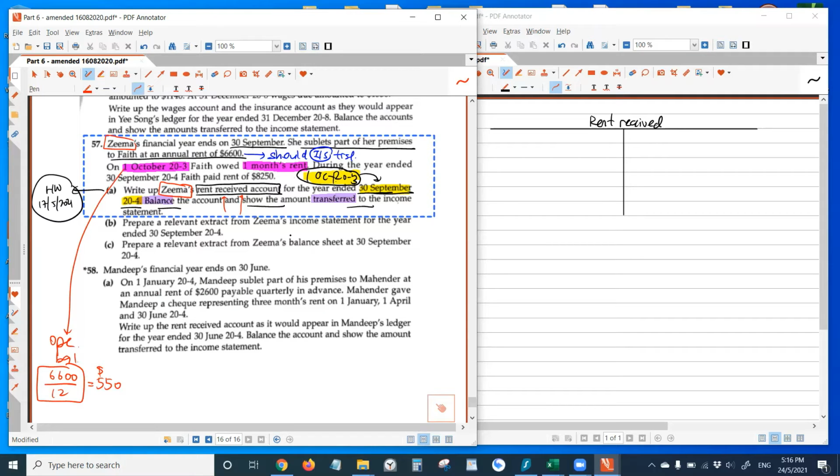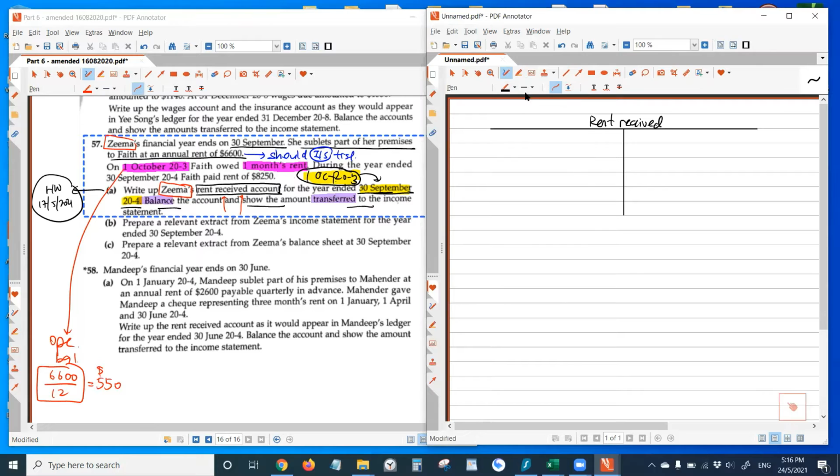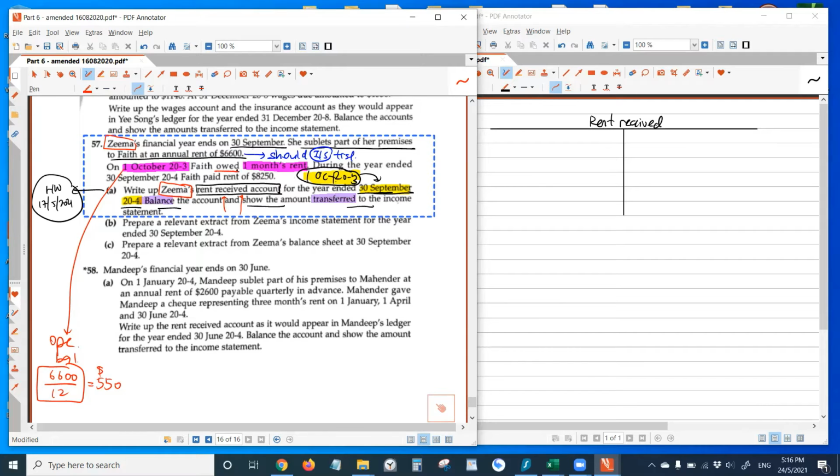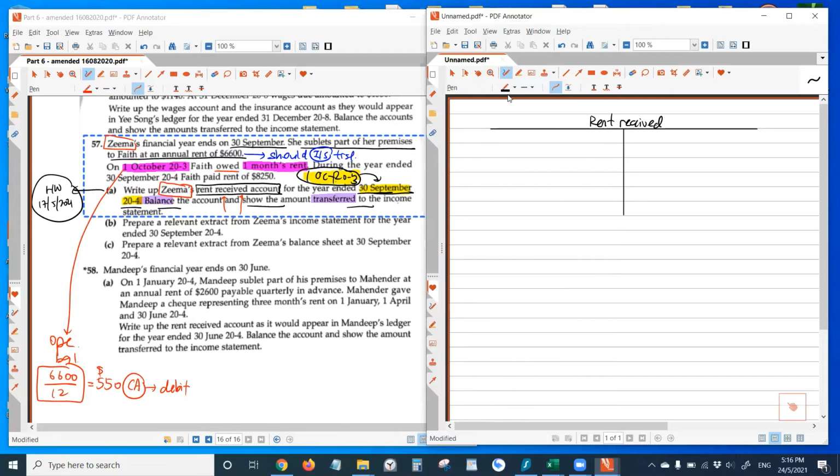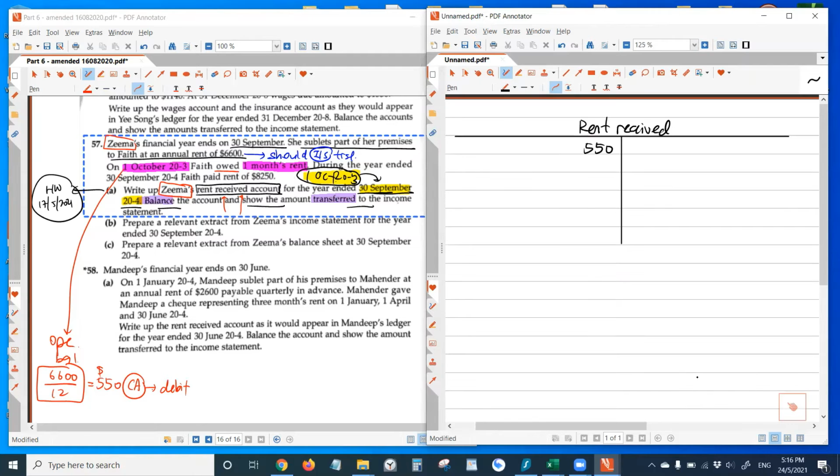So now we have found the second figure, the opening balance. We can write this into the account first. Okay, is this CA or CL? It says O, right? An income that is O is very obviously a current asset. Which means balance BD appearing on the debit side. So right now in the account, 550 here, can see, let me zoom in. And then write balance BD here.